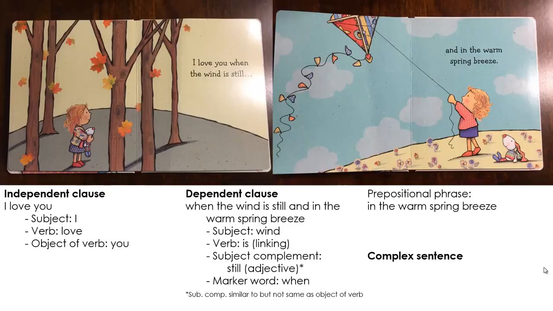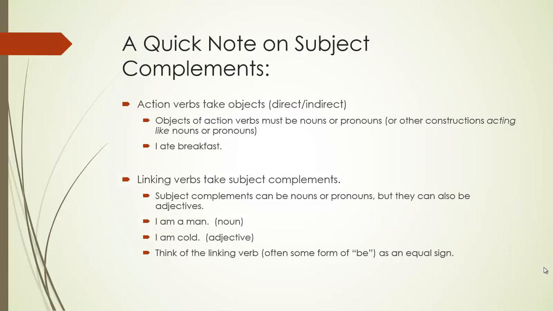It's a little confusing. So we have subject, wind, verb, is, and we have what the wind is, which is still. We have our marker word, when, and then at the end we have a prepositional phrase, in the warm spring breeze. And since we have an independent clause and a dependent clause, this is a complex sentence. Now, let's try to differentiate between a direct object of a verb and the subject complement.